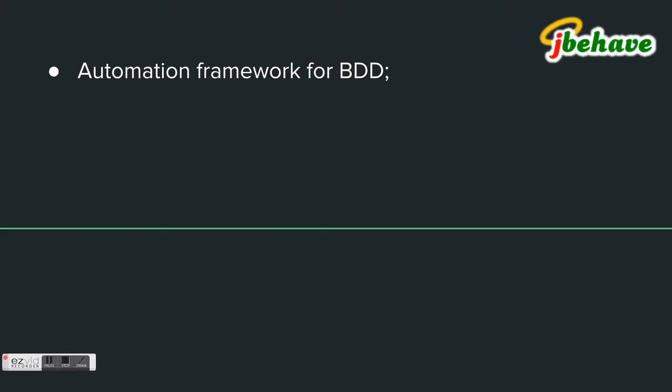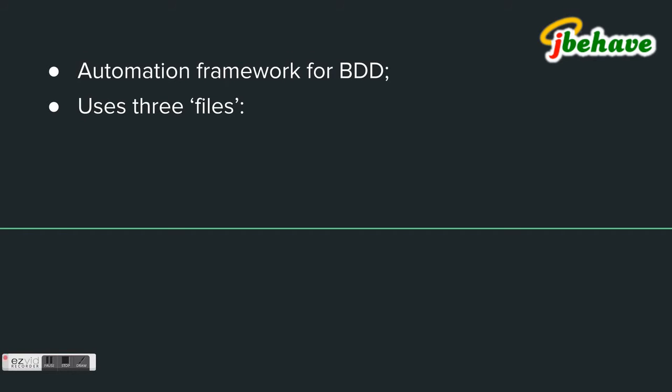JBehave is an automation framework for BDD. BDD stands for Behavior Driven Development, which, if you don't know what it is, is pretty much the new version of test driven development. So we can basically call it TDD 2.0.